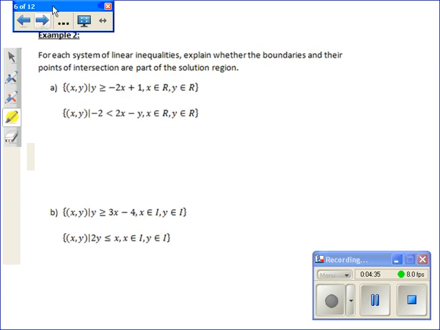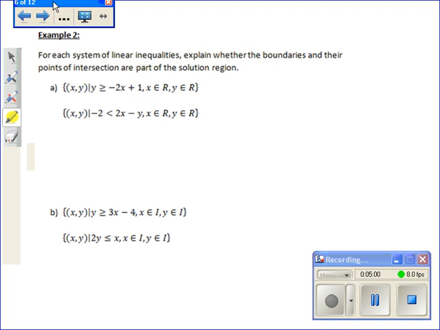Okay, example 2, we're not going to graph these, but let's just look at the information that we're given in the problem, and we can already determine not what our graph is going to look like, but we can determine whether we have solid lines, dashed lines, and whether the point of intersection would be included in the solution region.